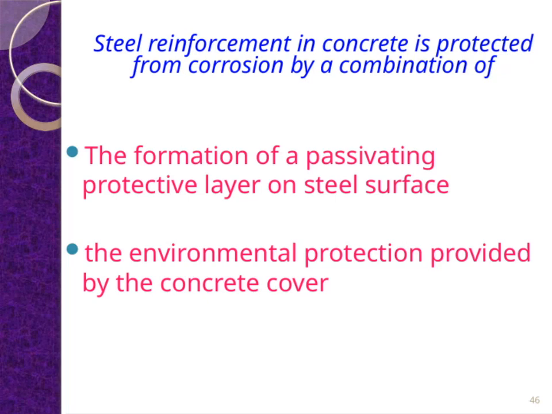Now, let's look at slide 46, which focuses on how a passivating protective layer forms on steel surfaces. This layer is crucial because it helps prevent corrosion and extends the lifespan of reinforced concrete structures. Essentially, when steel is embedded in concrete, the environment plays a significant role in protecting it. The concrete cover acts as a barrier, shielding the steel reinforcement from aggressive elements like moisture and chlorides. This protection is not just passive. It involves the formation of a thin, stable, and adherent oxide layer on the steel's surface, which is known as passivation. This layer effectively prevents further corrosion reactions from taking place.